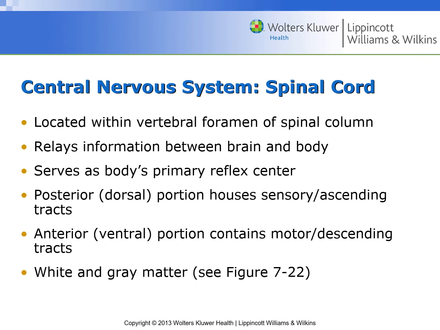The posterior or dorsal portion houses the sensory or ascending tracts, while the anterior portion or ventral portion contains motor descending tracts. White matter is composed of myelinated axons, giving it a white appearance, and in contrast, the gray matter gets its coloration from the unmyelinated axons, the cell bodies, the dendrites, and the glial cells it contains.